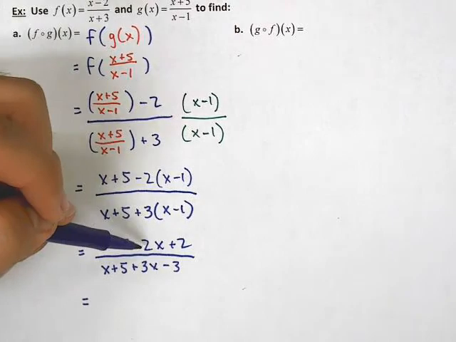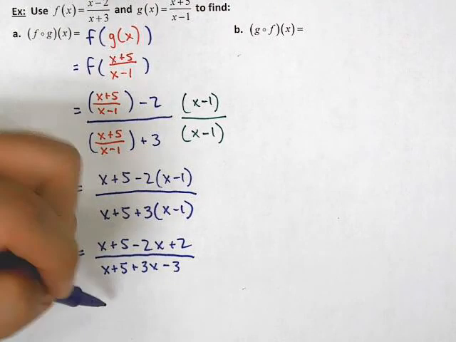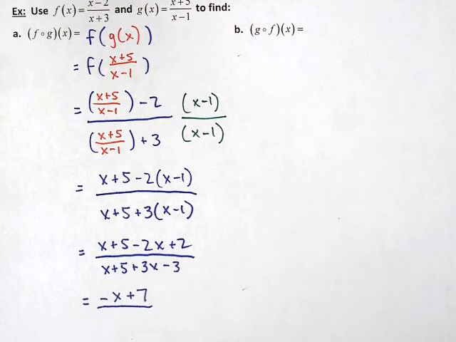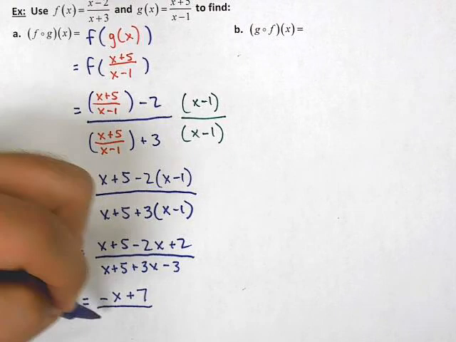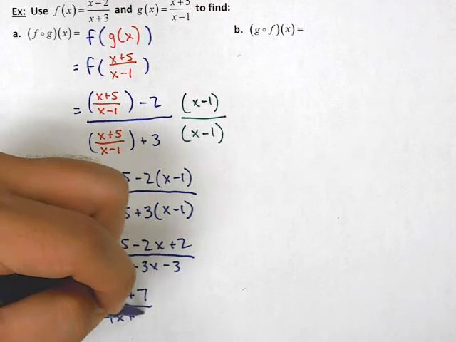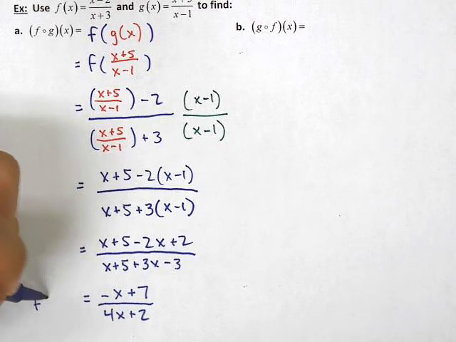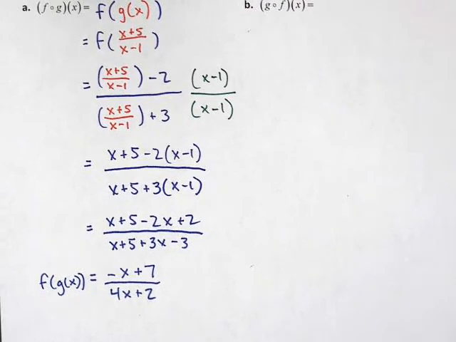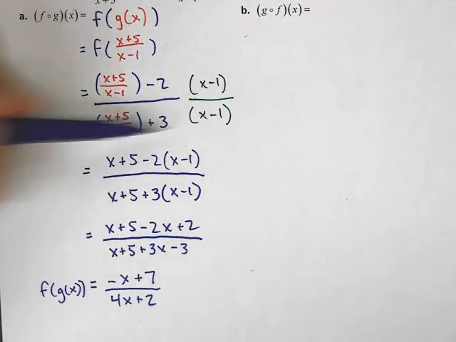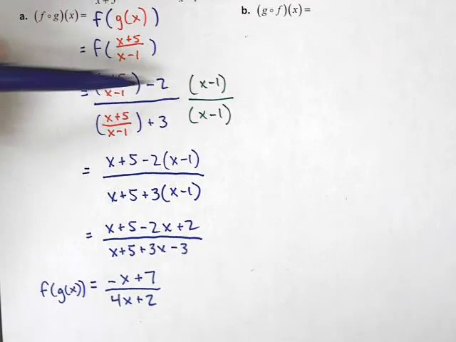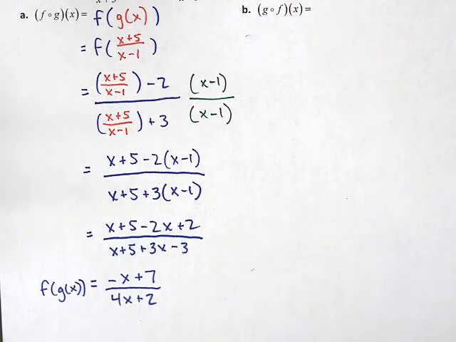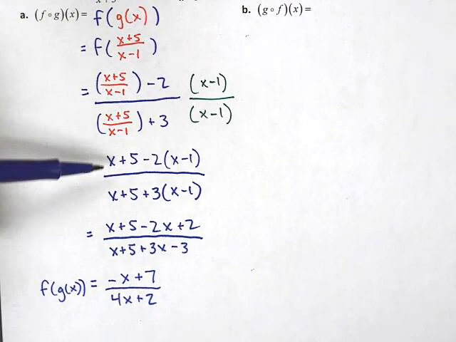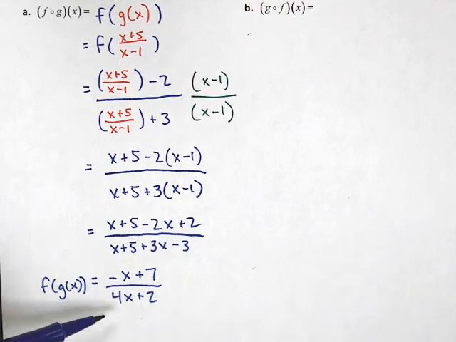Lastly, just clean this up. So what do we have here? We have negative x plus 7 all over, what is that, 4x plus 2. And that is f of g of x. All right, so guys, that really is just a bunch of algebra. This is the step that I need you guys to understand: why we're doing this, what's the reason, how it works. And notice, right, we're going from a crazy looking fraction to something that's not as bad. Okay, so this is good.